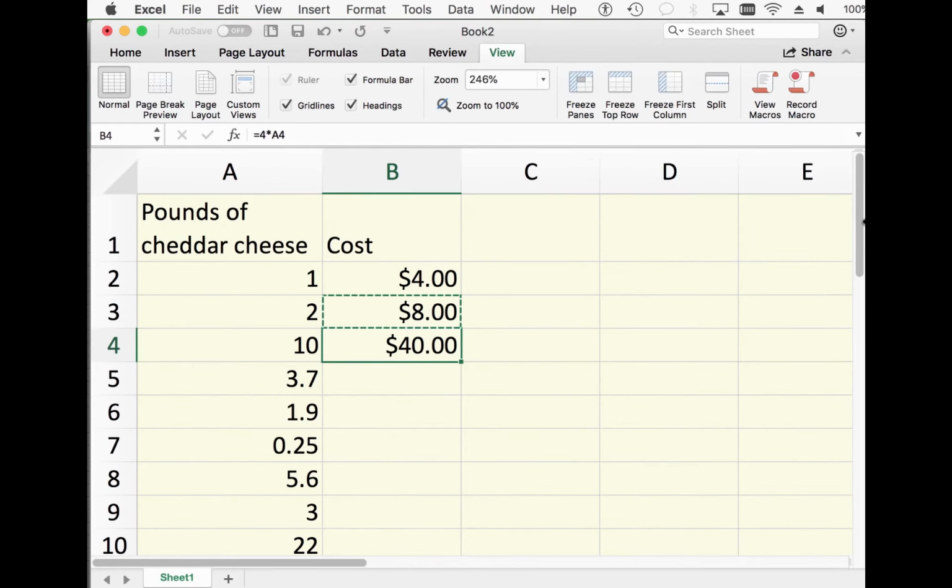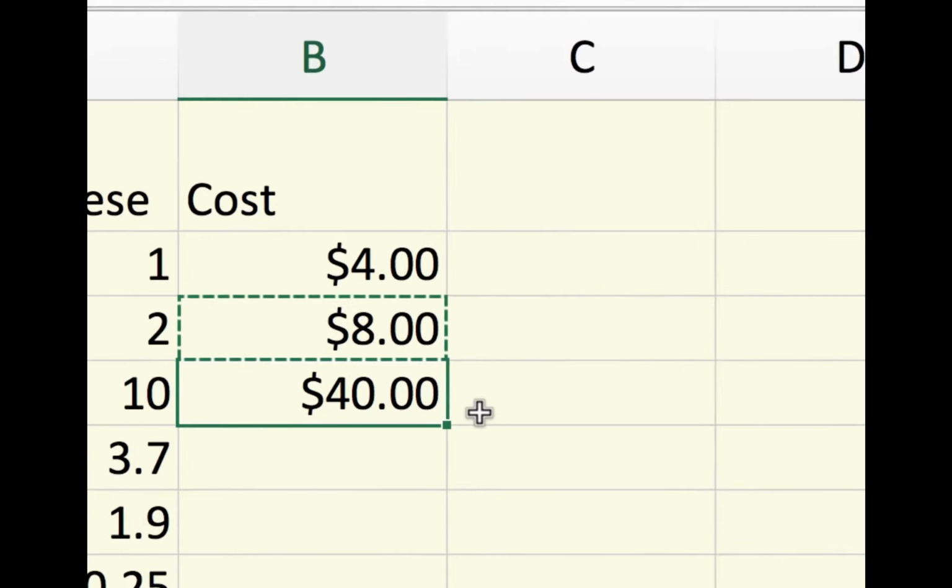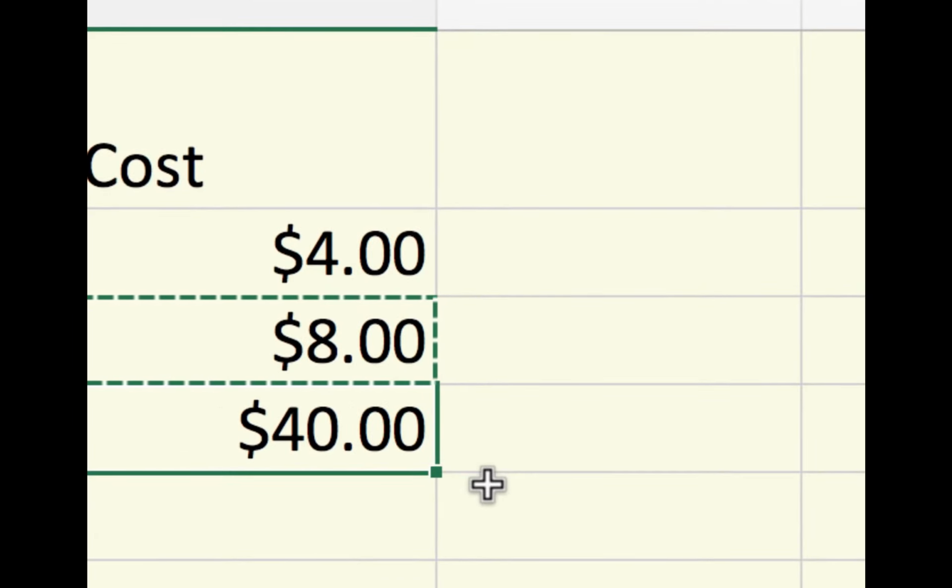And obviously if the price of cheese changed, you can just change that part of it. If these people were buying regular amounts of cheese, regular customers buying the same amount each time, then you could just simply change that.